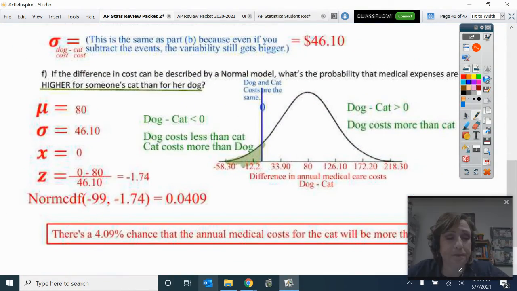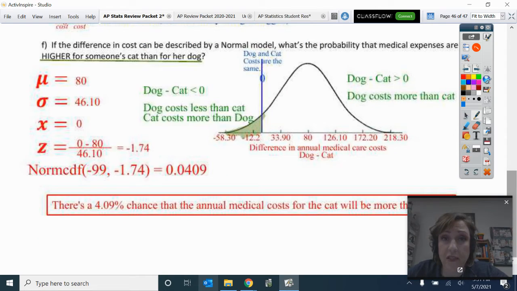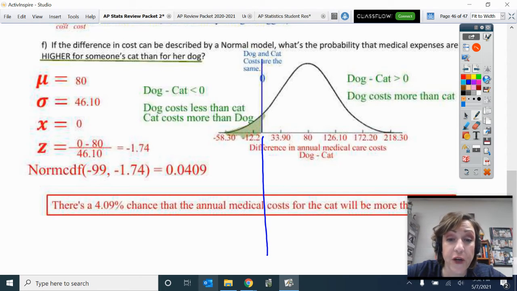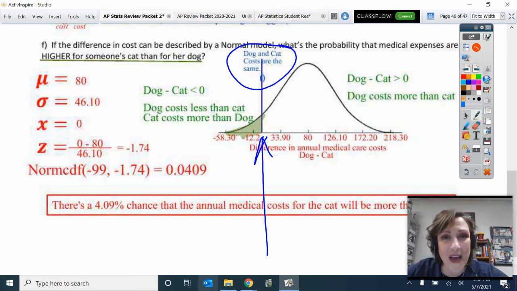All right. So then, if the difference in cost can be described by the normal model, what's the probability that the medical expenses are higher for someone's cat than the dog? Okay, so you remember on this problem when we are comparing, so we're seeing where one's higher than the other. We're talking about the difference between them, but in order to know where one's higher than the other, we need to know where they are the same. That's the first key criteria. Where are those costs the same? And that is a difference of 0. So that was really the key component to being able to do this problem and find that probability.